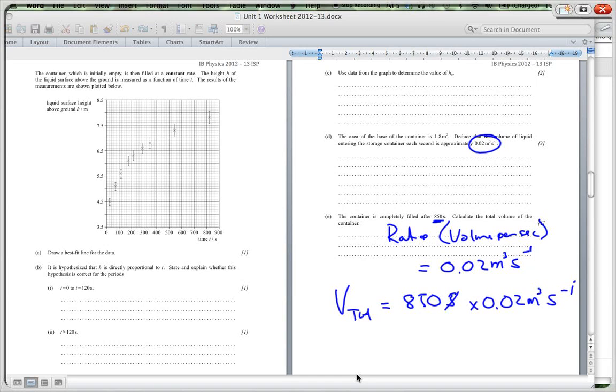You can see your seconds are going to cancel out, and you're just going to be left with meters cubed, which is a volume. And when you do that, you get approximately 17 meters cubed. If you use the more accurate value for 0.02, you would get about 19 meters cubed. So it would be around about that value.